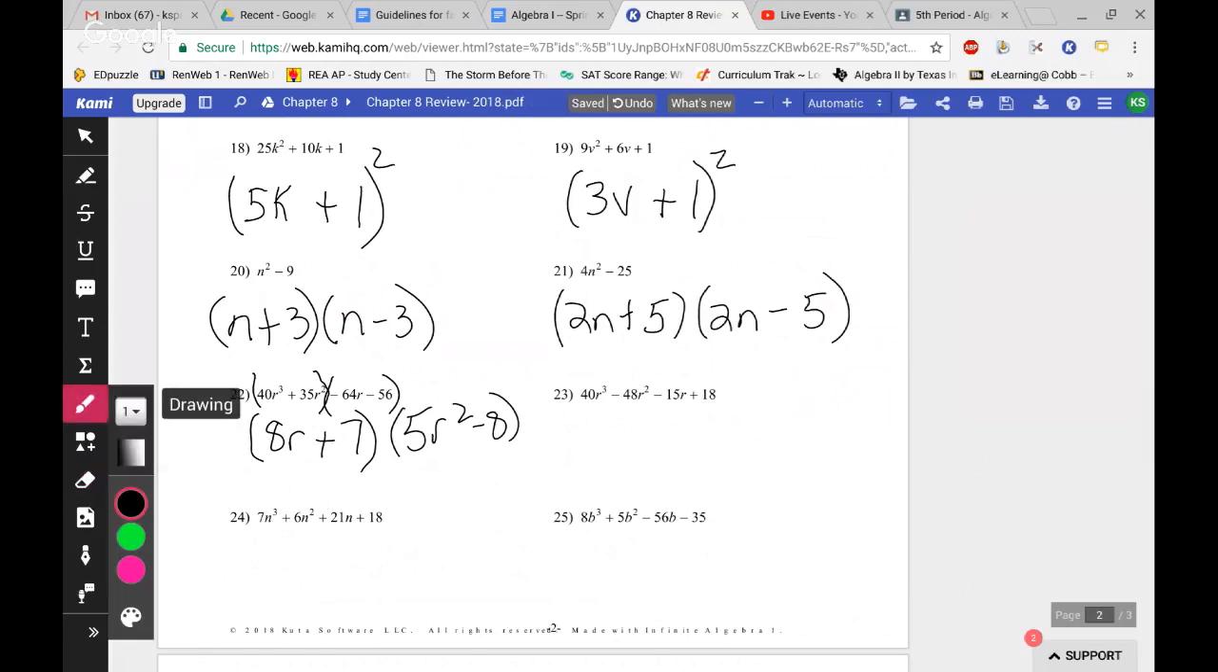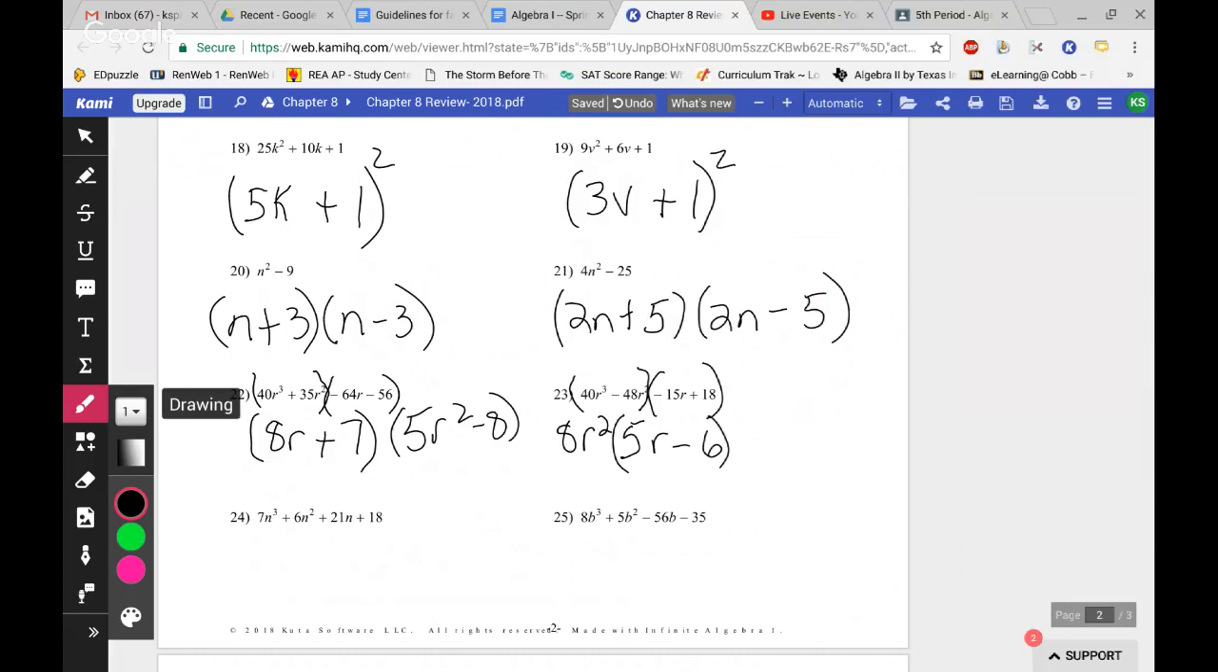Okay. So for 23, factor, once again, I have 4 terms, so I'm going to select factoring by grouping. What can I factor out of 40r cubed and negative 48r squared? 8r squared. Okay. What would I have left once I take 8r squared out of 40r cubed? 5r minus 6. Good job.